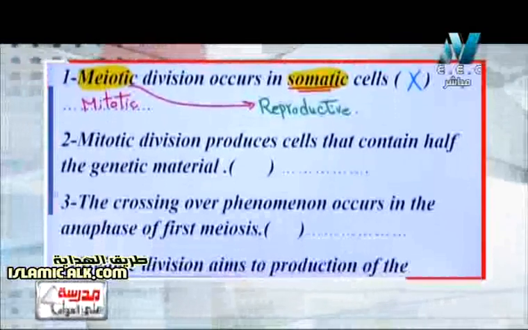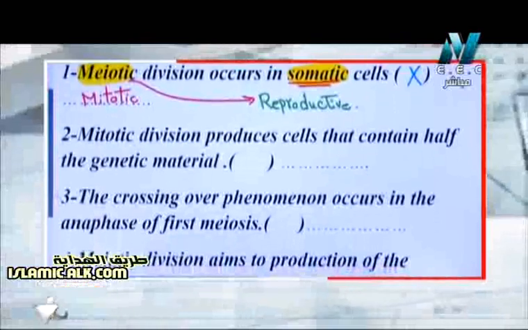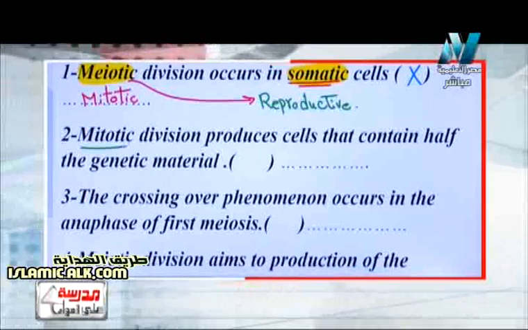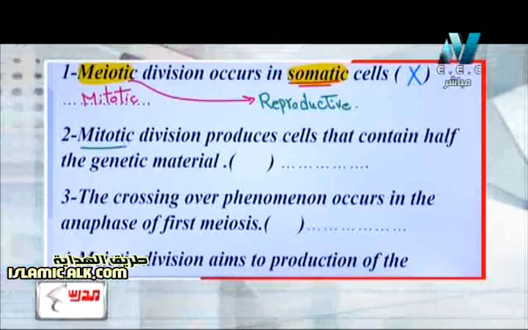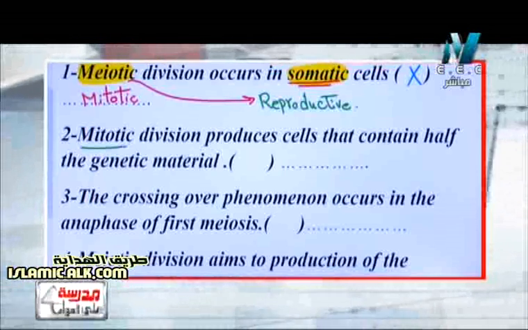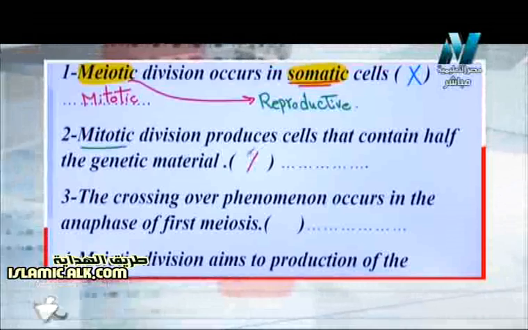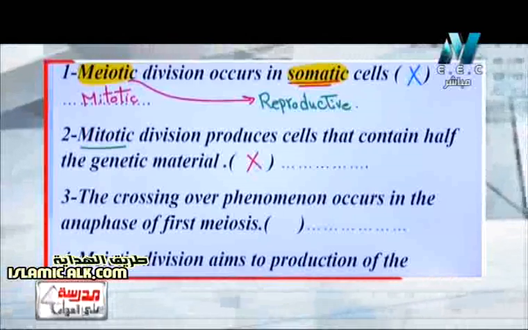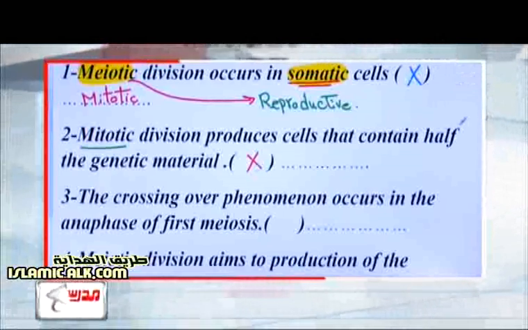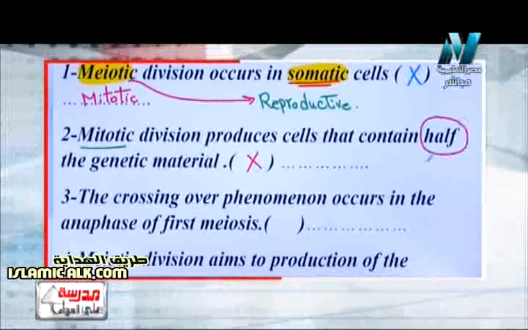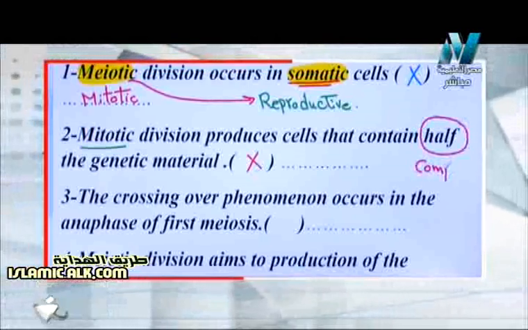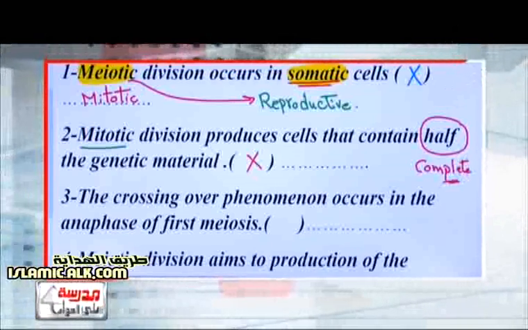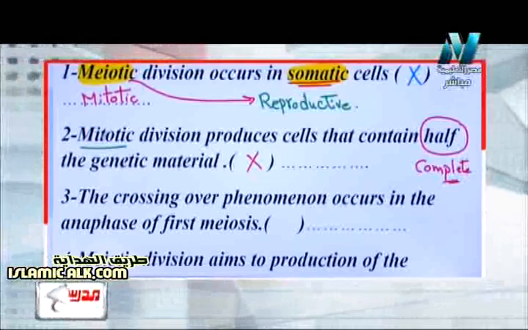Mitotic division produces cells that contain half the genetic material. We have here, of course, wrong. This statement is wrong. Why? Because we know mitotic division produces cells that contain not half, but complete. We can replace half with complete, or we can replace mitotic with meiotic.